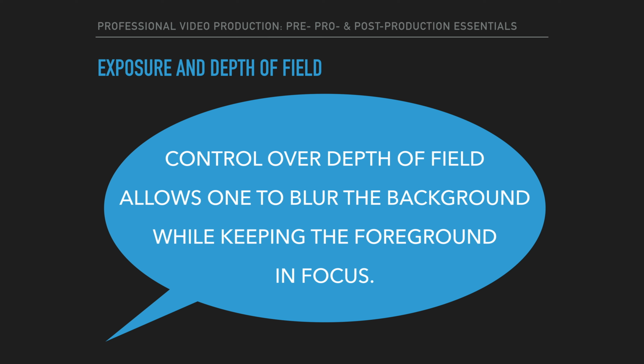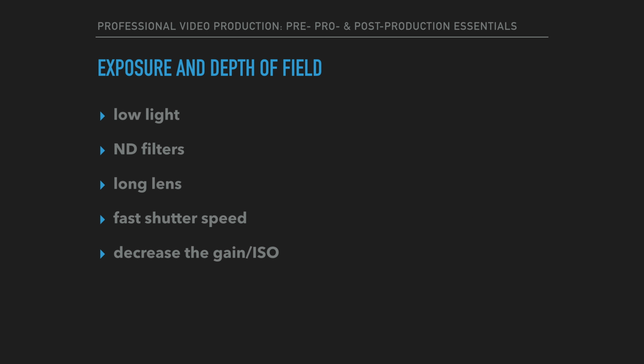Well, the secret to the control of depth of field lies in the knowledge of how exposure is related to the depth of field. I will go over the subject in more detail later, but for now, I outline the settings that will help you achieve control over depth of field, or more specifically, a shallow depth of field. One factor is low light. If the scene is dark, you will use a low f-stop to open up the lens, which will produce a shallow depth of field. Another factor, ND filters.